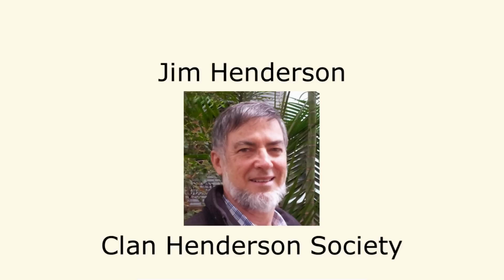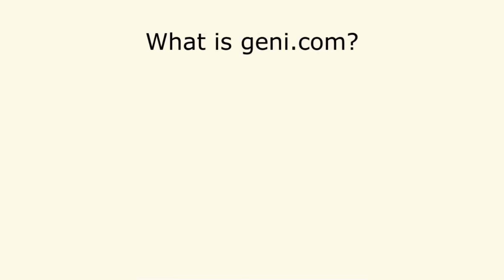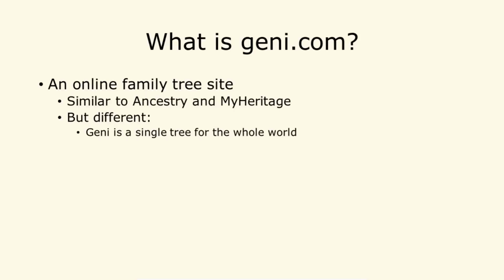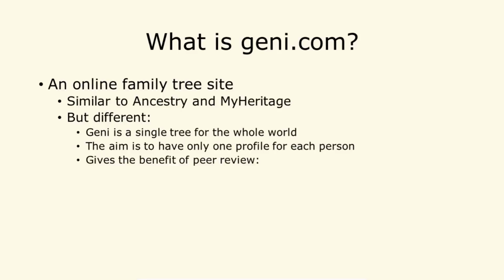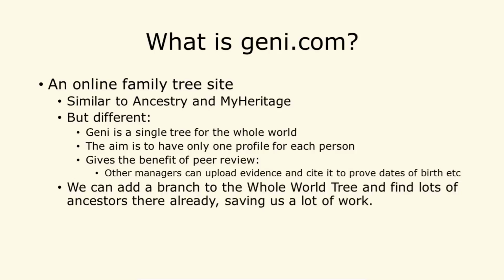I'd like to talk with you today about Geni for accuracy. Well, what is Geni? Geni is an online family tree site. It's similar to Ancestry and MyHeritage, but it's different because Geni is a single tree for the whole world. The aim is to have only one profile for each person. This gives the benefit of peer review. Other managers can upload evidence and cite it to prove dates of birth, etc.